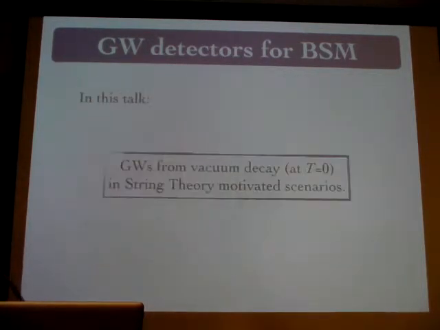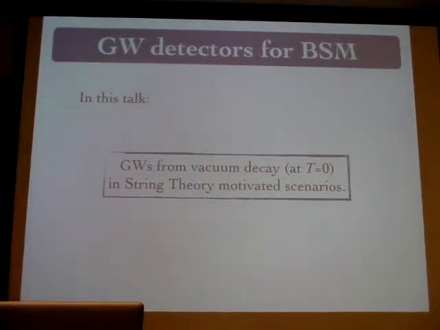And this could even be relevant for LIGO. So there are a few examples, but here in this talk we'll focus on the possibility of producing gravitational waves arising from a process of vacuum decay that happens at zero temperature in a string theory motivated scenario.